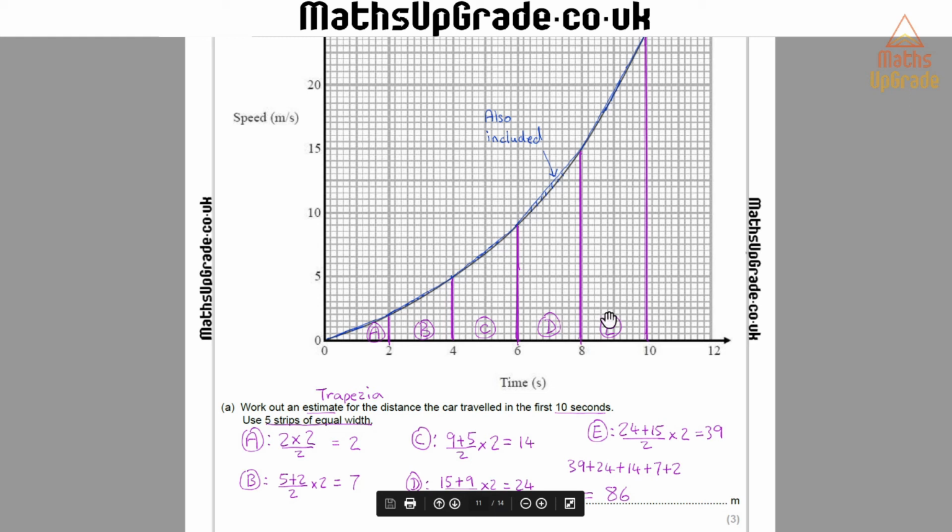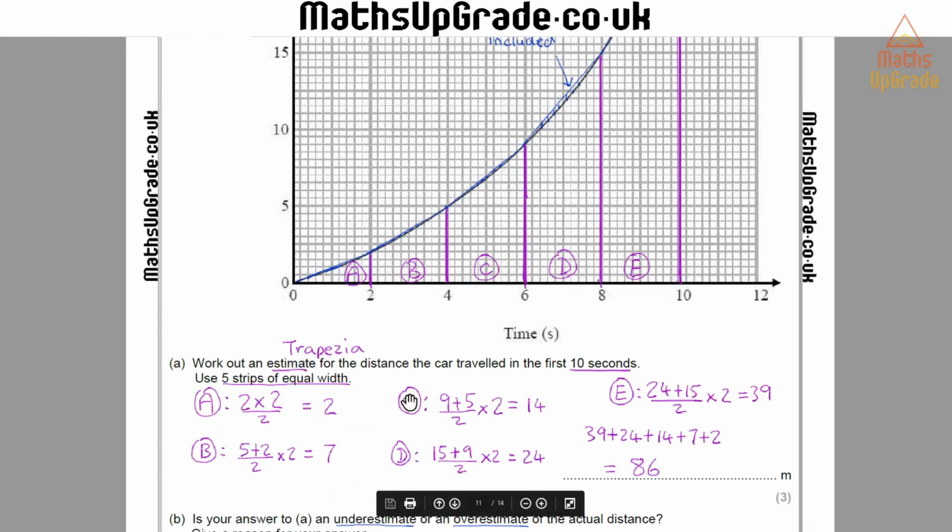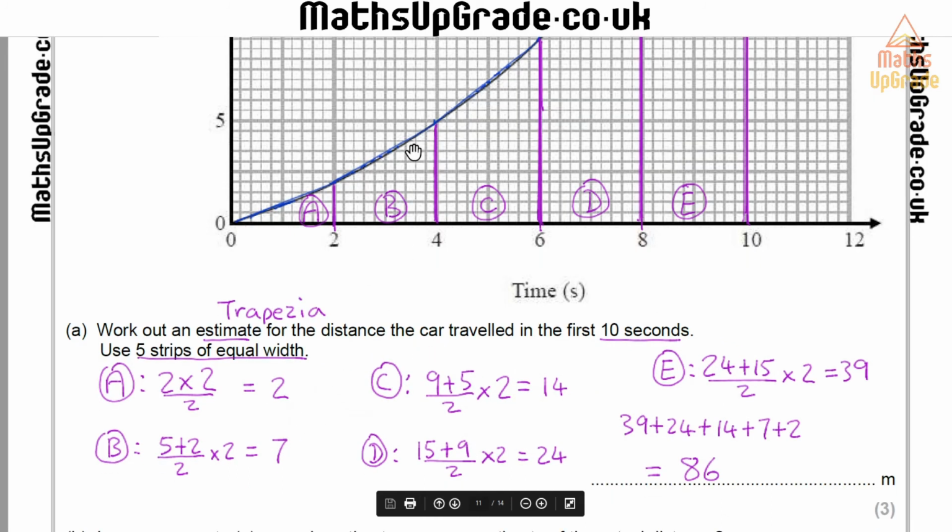Sections B, C, D, and E are all trapezia. To find the area of a trapezium, you need to add the parallel sides, divide that by 2, and multiply by the perpendicular distance between those parallel sides. So for section B, for example, this parallel side is length 5, this parallel side is length 2. If I add those together and then divide by 2, and then multiply by the perpendicular distance between them, which is 2 seconds, that would give me an answer of 7.